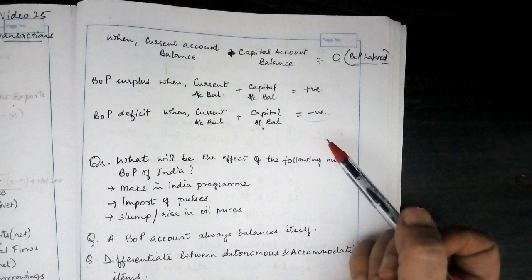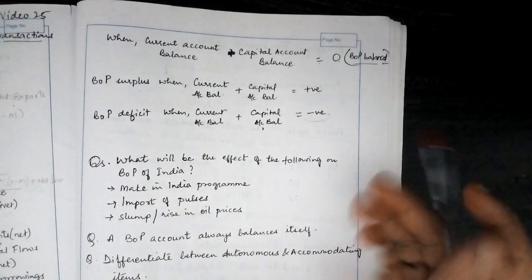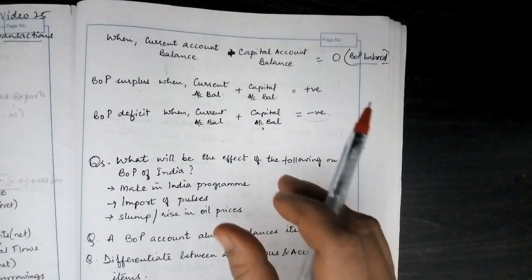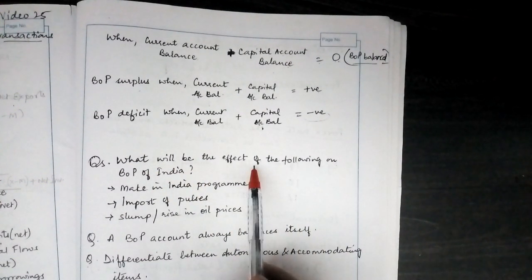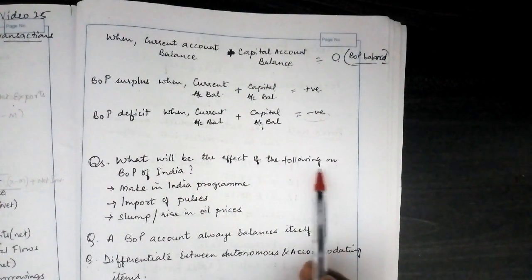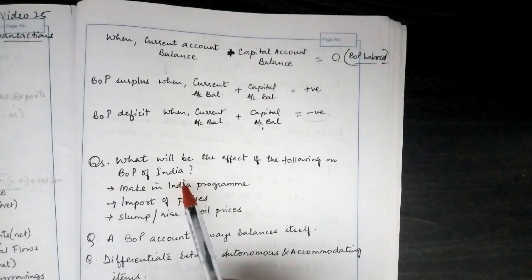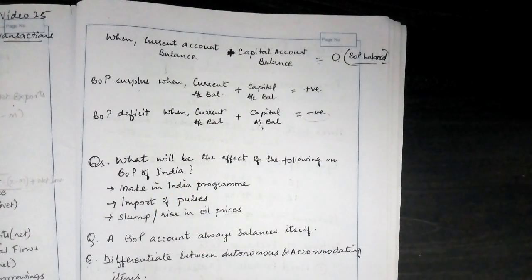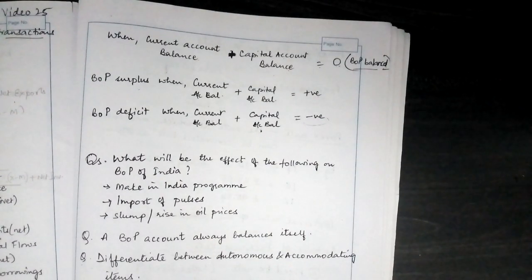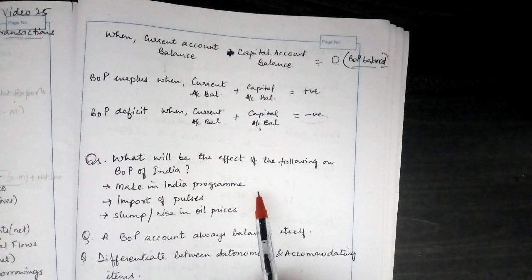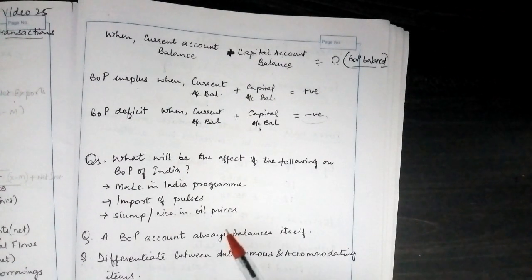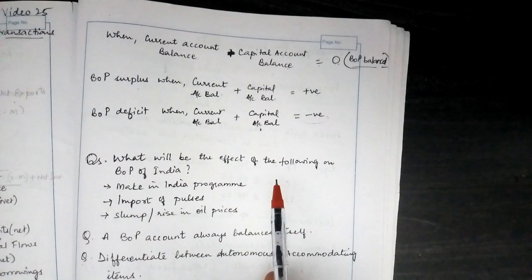Then the type of questions that are generally asked from this accommodating and autonomous transactions are: what will be the effect of the following on balance of payment of India? The first one being the Make in India program. Make in India program will increase supply, that is, inflow of foreign exchange in India, causing an improvement in the balance of payments position.